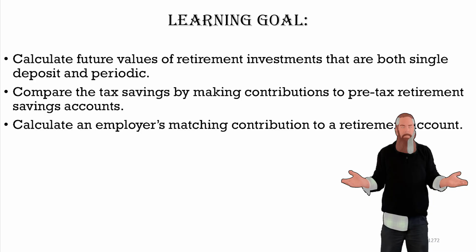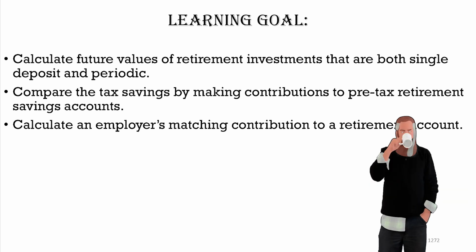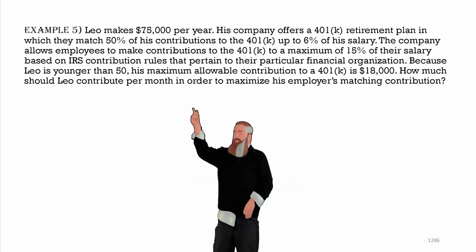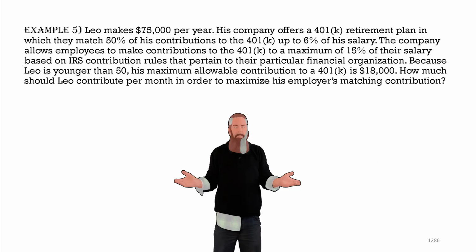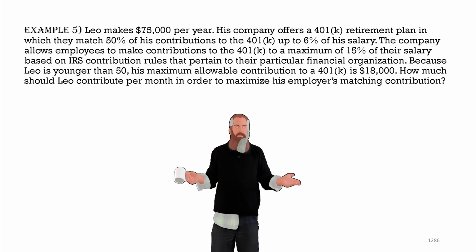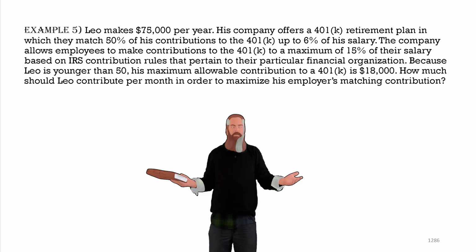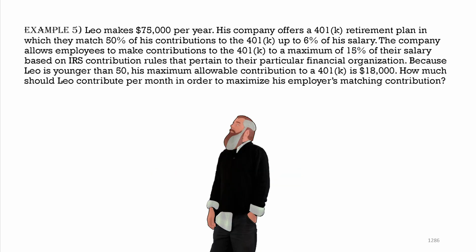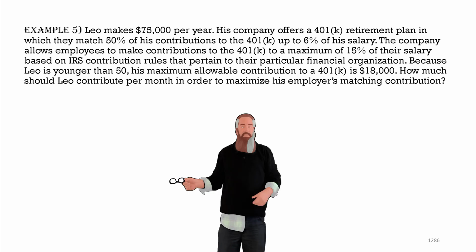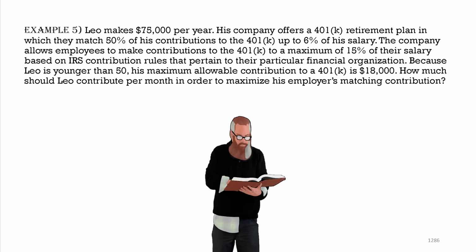Now let's calculate an employer's matching contribution to a retirement account. We're going to do this and return to a problem from warm-up. Leo makes $75,000 per year. His company offers a 401k retirement plan in which they make a 50% contribution of his contribution to the 401k up to 6% of his salary.